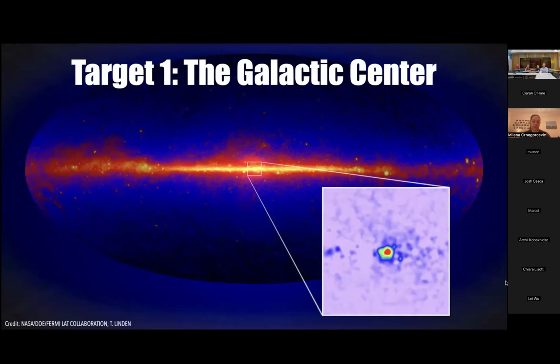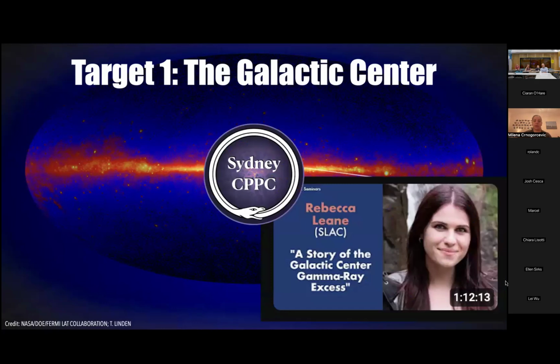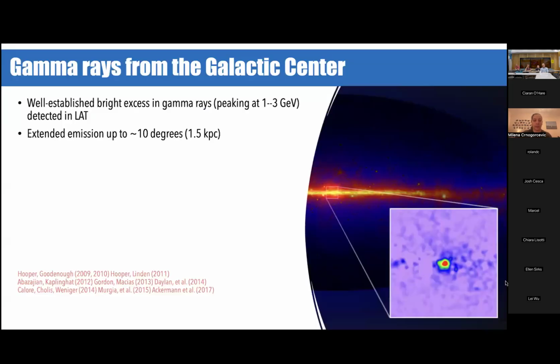And as such, the first target, and probably the most discussed target from the Fermi-LAT searches, is of course the galactic center. Now, you've already heard about the story of the galactic center gamma ray excess from Rebecca Lean, and I would strongly recommend that you listen to this recording of her talk. But I will touch upon some of the state of the current searches for the dark matter in the galactic center, and whether actually those searches can come to resolution with the current instrumental limits.